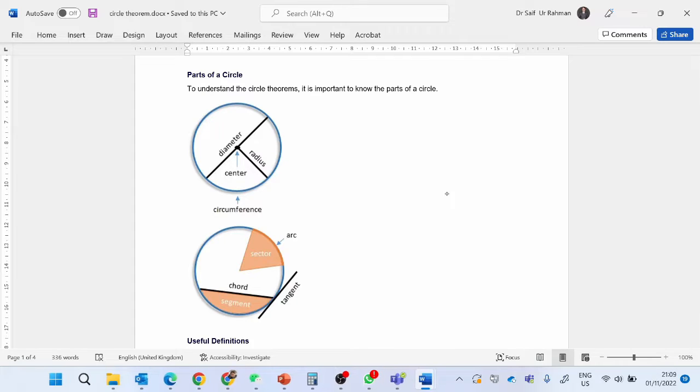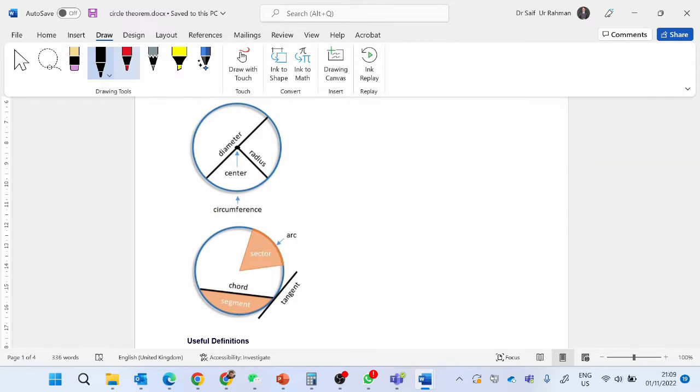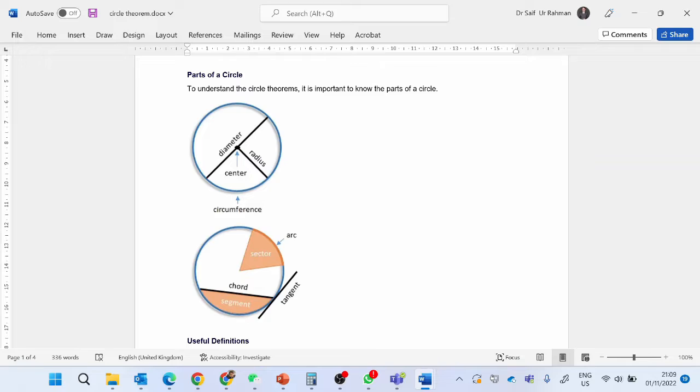So this is the diameter here, and as you can see, the diameter starts from one end of the circle and goes to the other end of the circle, passing through the center point. And radius is from the center to the circumference, and it's equal all around the circle. And this is the center, and this is a sector.